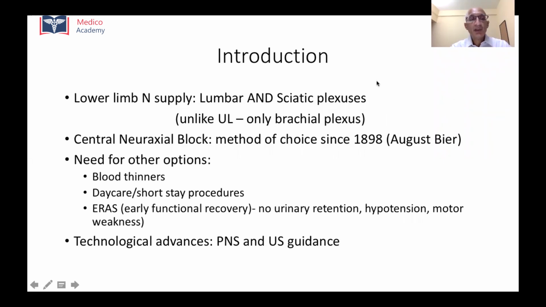Now, we know that the upper limb is supplied primarily by the brachial plexus, but two plexuses, lumbar and sacral, give out nerves to the lower limb. Central neuraxial block has been the method of choice to provide lower limb anesthesia, analgesia for a long time.